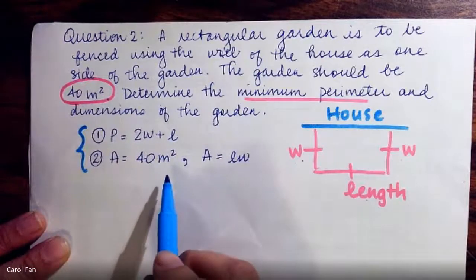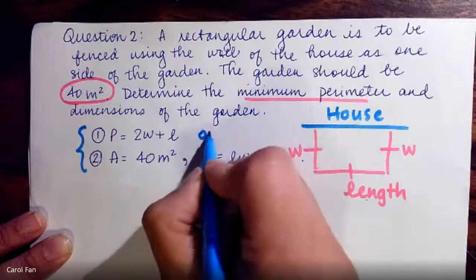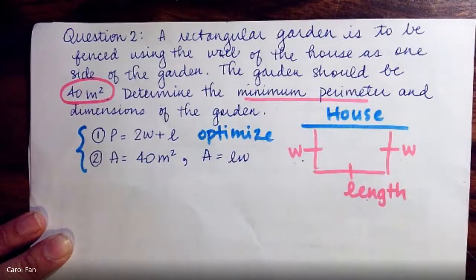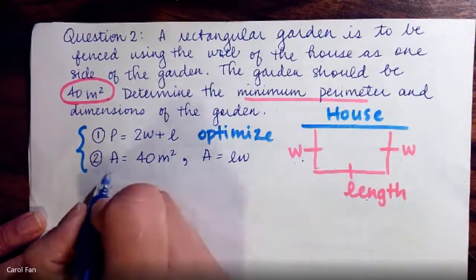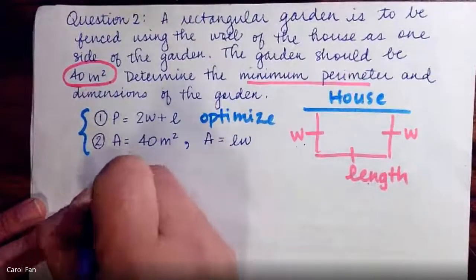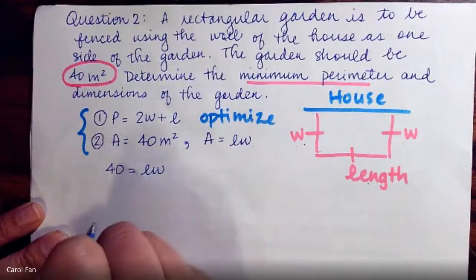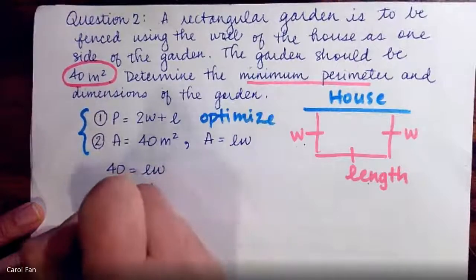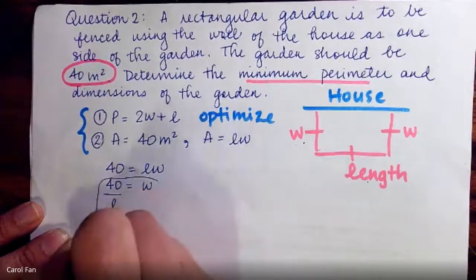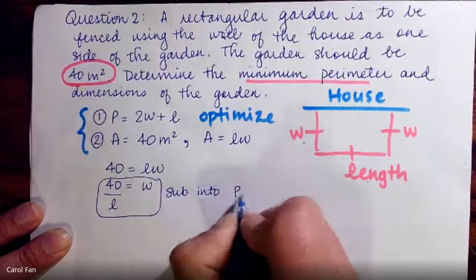and now I need to rearrange one of the equations to substitute it into the other. And since I'm optimizing perimeter, I'm going to have to insert my area equation into there. So let's take our area, and I'm going to simplify area. I have area is equal to 40. 40 is equal to length times width. Now, if I rewrite this equation, I could say that width is equal to 40 over L. So this is now what I'm going to substitute into my perimeter equation.